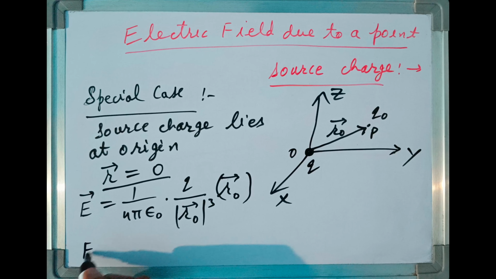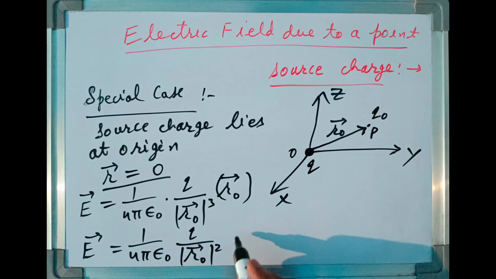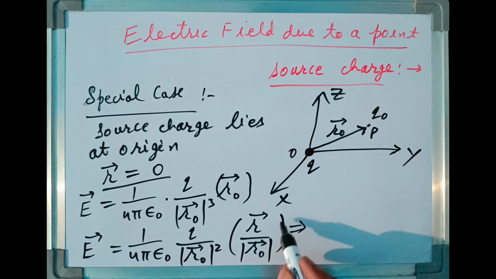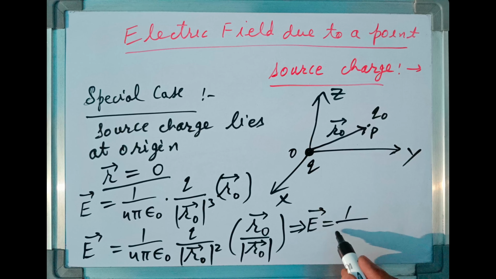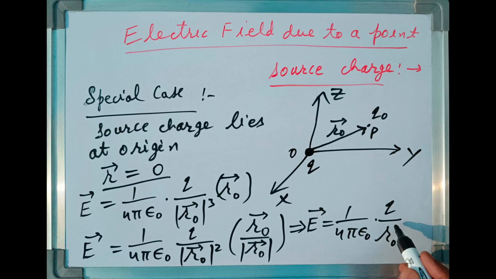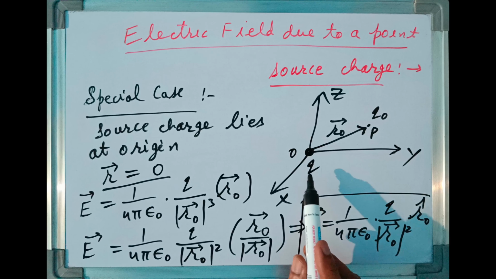This result can be modified as E vector is equal to 1 upon 4 pi epsilon naught q upon r naught magnitude square multiplied with r naught vector upon r naught vector mod. I have just taken one r naught vector mod over r naught vector. Now this ratio is nothing but unit vector. So I can write E vector is equal to 1 upon 4 pi epsilon naught q upon r naught magnitude square r naught cap. This is special relation when source charge lies at origin.